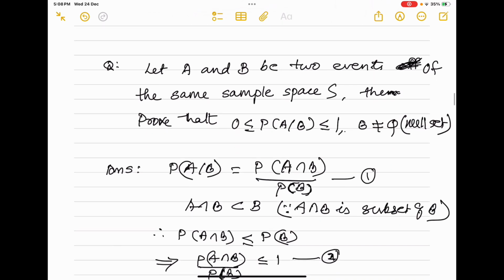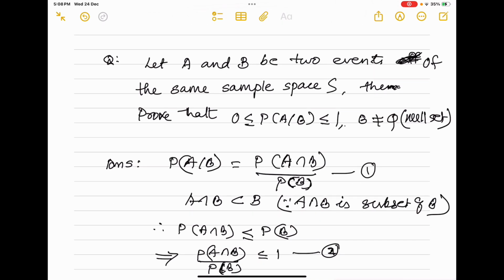The next question. Let A and B be two events of the same sample space. Prove that 0 less than or equal to P of A given B less than or equal to 1. B is not equal to φ, where φ means null set. P of A given B equals P of A intersection B divided by P of B. That is equation number 1.